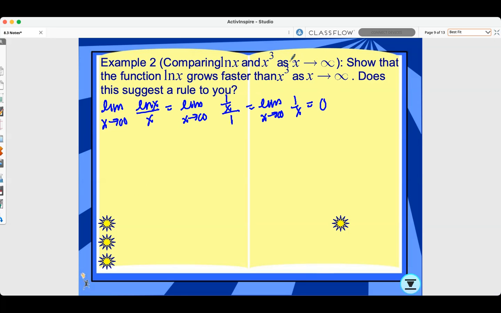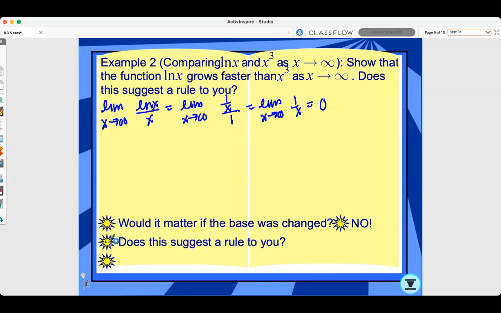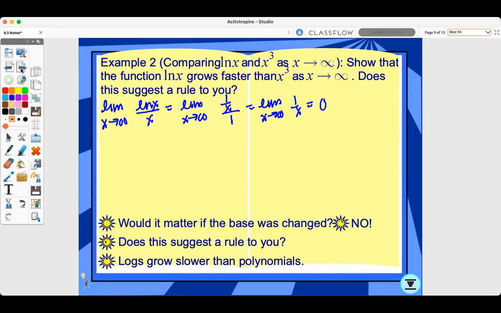So I just showed that the natural log of x grows slower than x, not faster than x cubed. So that should say grows slower than x. Would it matter if the base changed? No, it would not matter. Also, does this suggest a rule to you? And the rule is logs grow slower than polynomials.